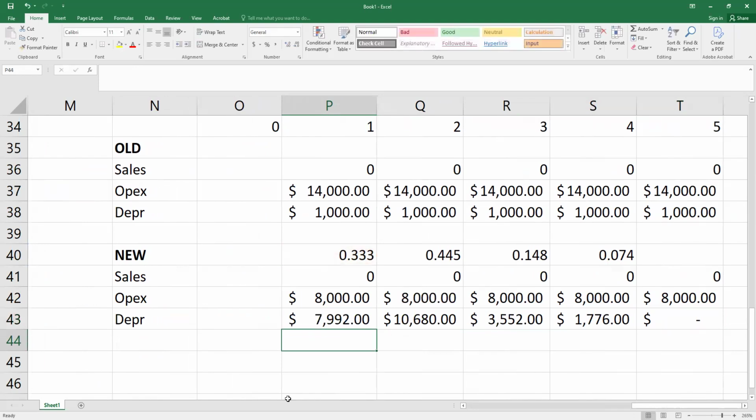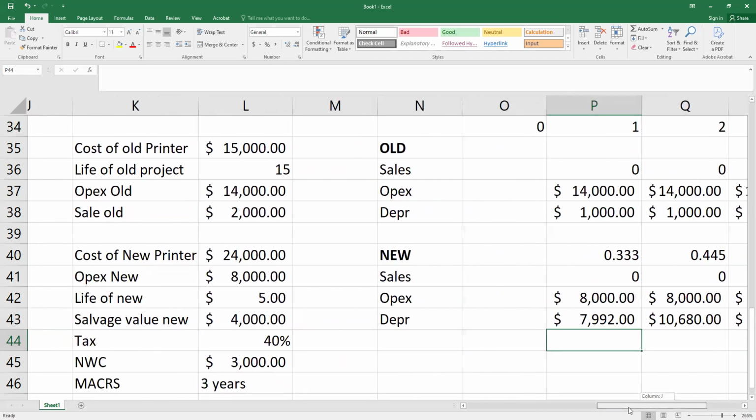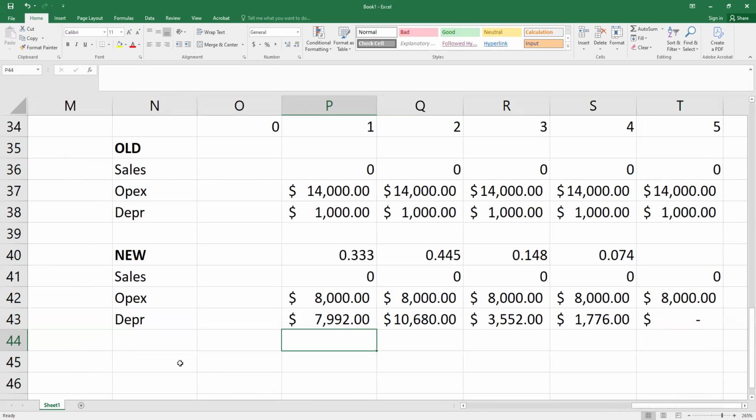Okay. Now we are almost done. Do you have any question up to this moment? Okay. Now we need to calculate initial outlay. Okay. Initial outlay. Let's do it.